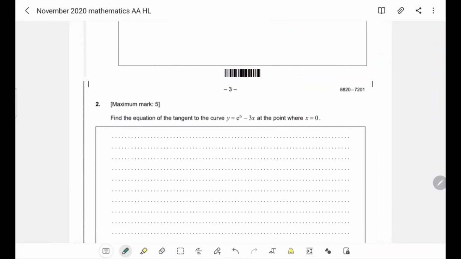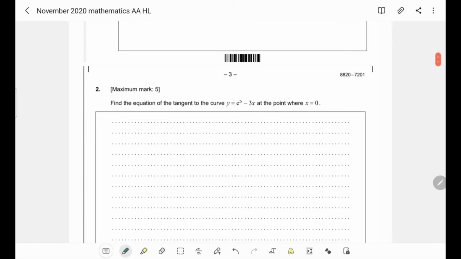Now in the next question, we need to find the equation of a tangent to the curve y equals e raised to power 2x minus 3x at the point where x is 0. So we need to find the equation of a tangent at the point x equals 0. So when x is 0, we need to find y. So I will put x as 0. Then e raised to power 0 minus 0, which is 1.